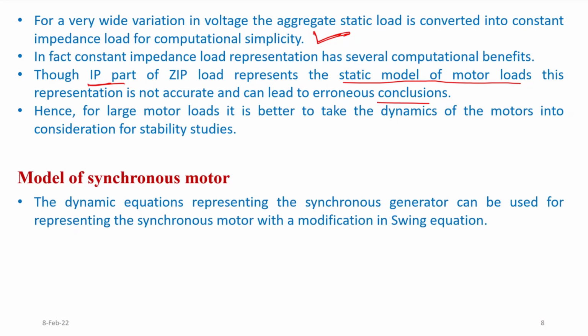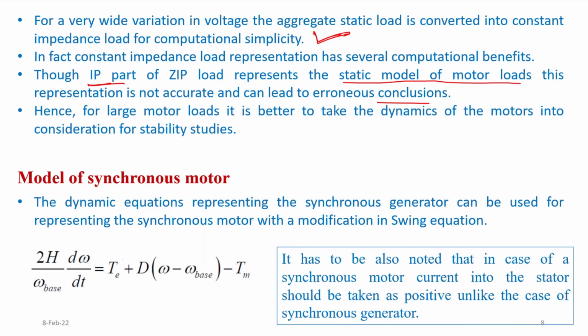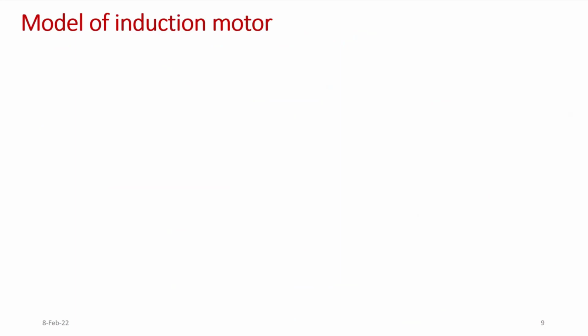Therefore, the dynamic equations representing the synchronous generator can be used for representing the synchronous motor with a simple modification in the swing equation. This is the modification we can see here. Previously in case of generator, we usually take Tm minus T plus D into delta omega, right? Now it is changing to T minus Tm plus D into delta omega. It has also to be noted that in case of a synchronous motor, current into the stator should be taken as positive, unlike the case of synchronous generator. So these are the only few changes, and this modeling remains the same for both synchronous generator and motor. Therefore, we'll not talk much about the synchronous motor modeling. Now we'll jump to the model of the induction motor.